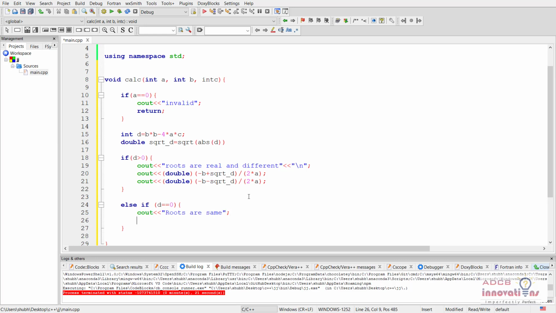And here what we are going to do is we are going to write, since d is equal to 0, our equation becomes, instead of minus b plus minus root d by 2a, it becomes minus b by 2a. So now here we have the minus sign, that is for minus b, and here we are having double b divided by 2a.